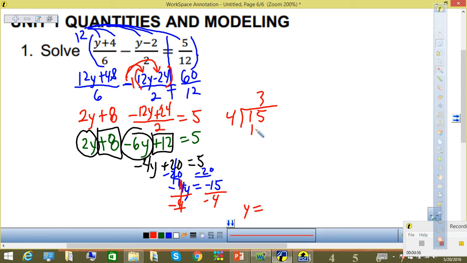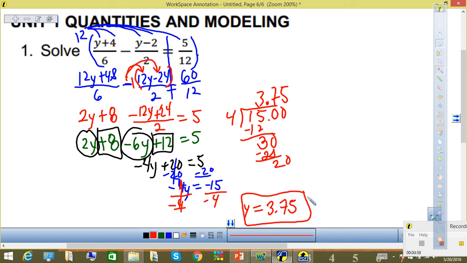Fits in there 3 times, that's 12. 3, add a 0. 3 times 7, 28. Subtract 2, put a 0. So this is 3.75 or 3 3/4.